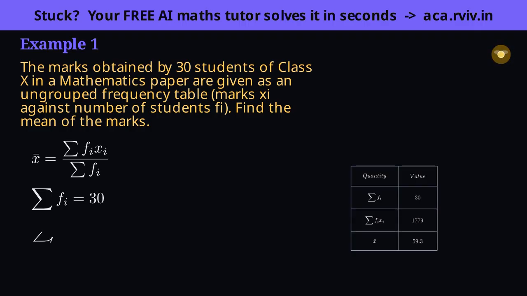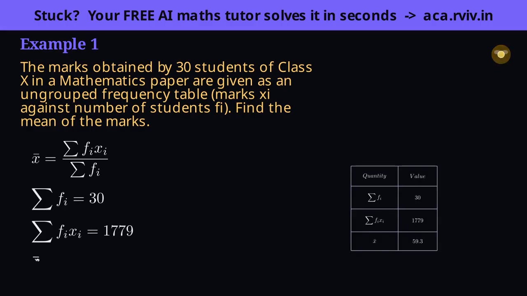Now the numerator, the real work. Multiply each mark by the number of students who scored it, then add every product. A mark scored by 5 students contributes 5 times, a mark scored by 1, just once. That total of Fi times Xi comes to 1779.